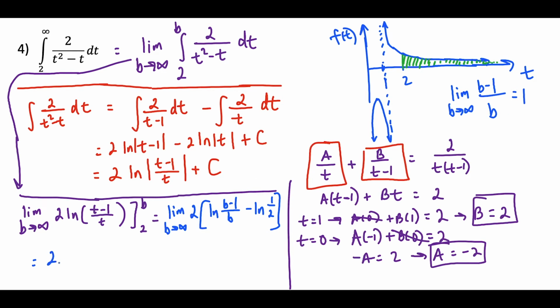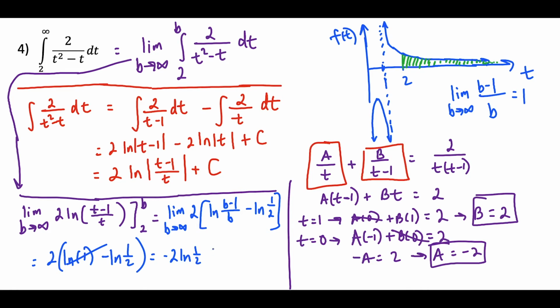So this is going to be equal to 2 times, and we'll put parentheses, 2 times natural log of 1 minus natural log of 1/2. And natural log of 1 is 0, so this cancels. So this is going to be equal to negative 2 natural log of 1/2.